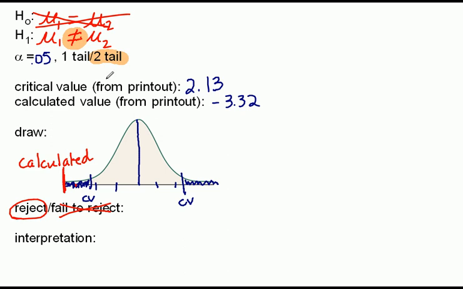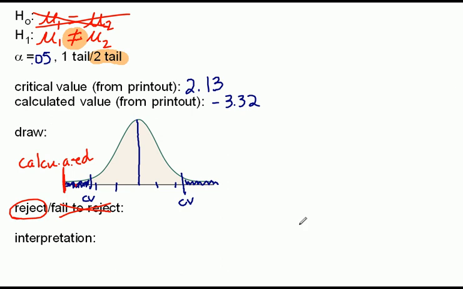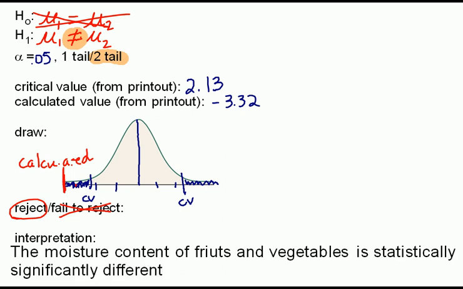So to interpret that, go back to the original problem. It wants to know an average moisture content. Are they different? So in my interpretation, I can't say which one's higher, but I can say that I have enough evidence to show that the moisture content of fruits and vegetables, I can't say which one is different, but I have enough evidence to show that the moisture content of fruits and vegetables is statistically significantly different.